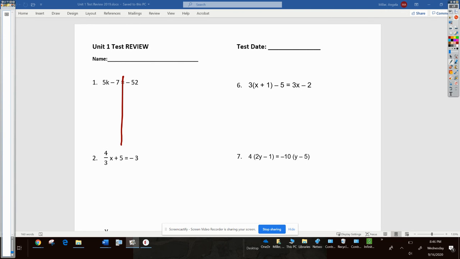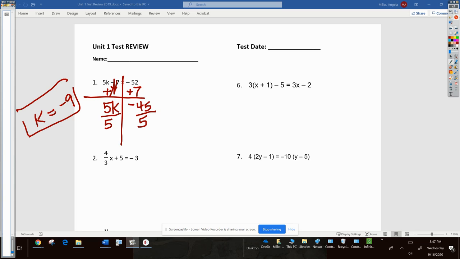So on this first one, we need to isolate our variable. So we are going to add 7 to both sides, and that's going to get rid of our 7s. We can bring down our 5k. Negative 52 plus 7 is going to give us a negative 45. Now I'm going to divide both sides by 5, and that's going to give me k equals negative 9.